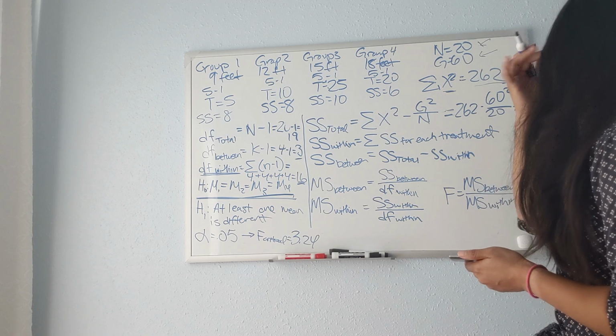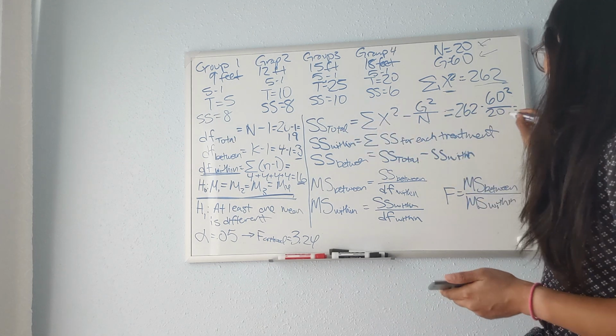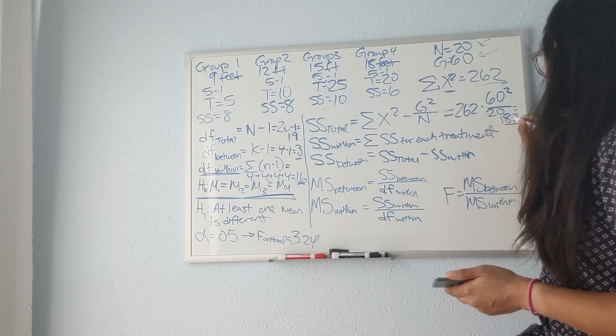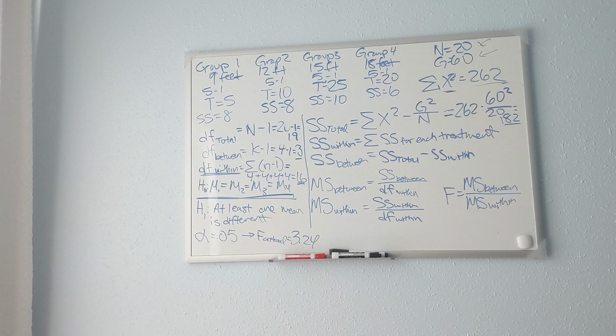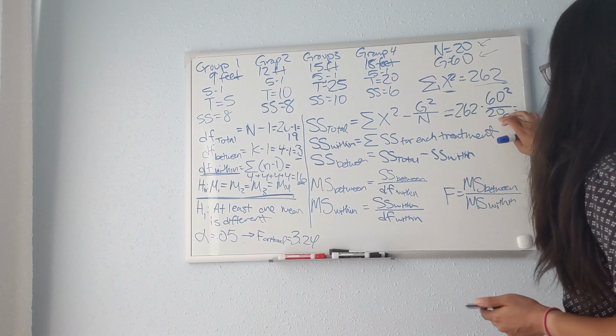So I get 182 for sum of squares total. Sorry, no, I made a mistake. It should be 82. So 60. Yeah, sorry. I don't know why I thought it was one. It's 82.